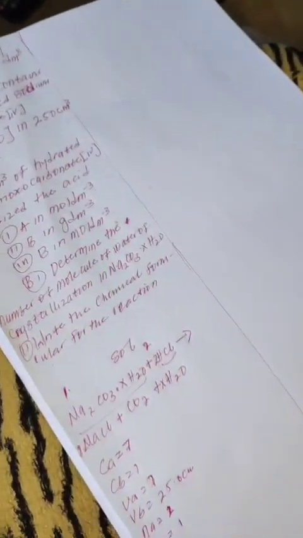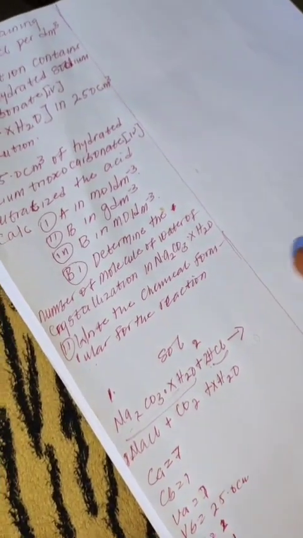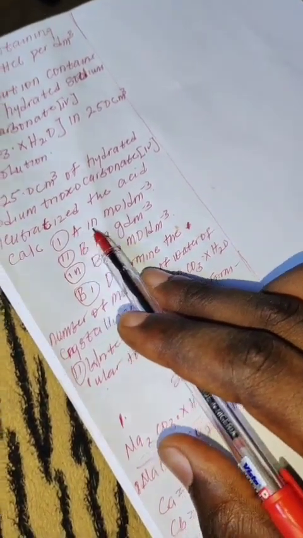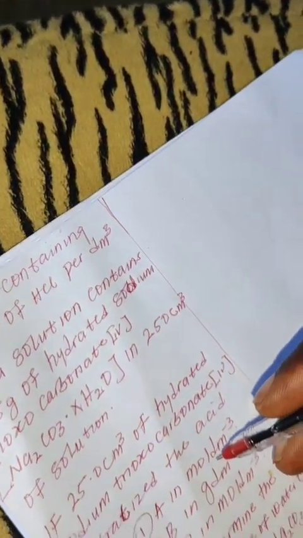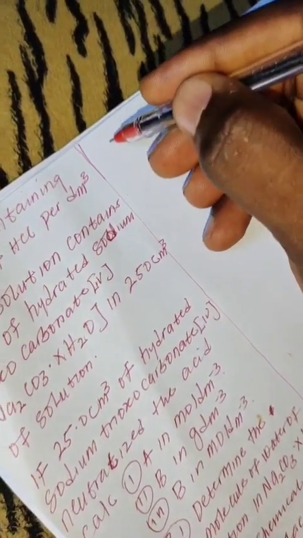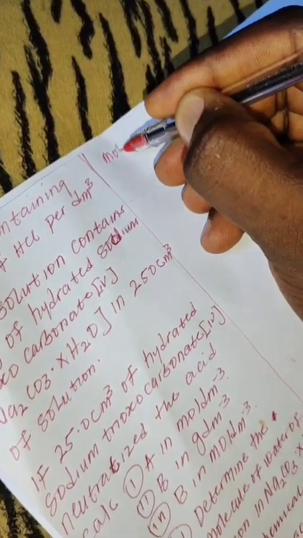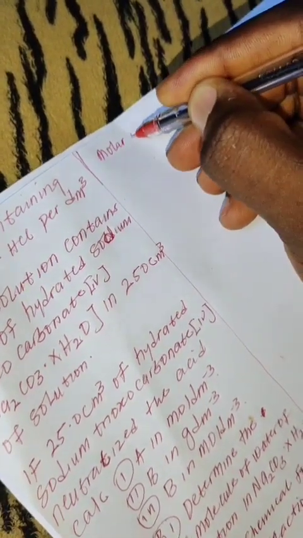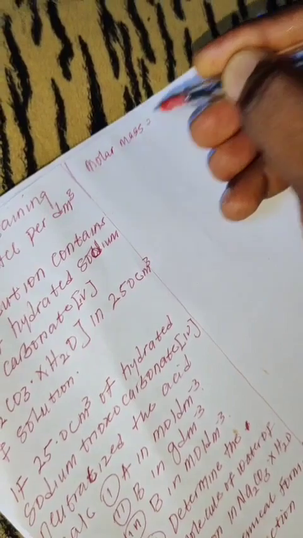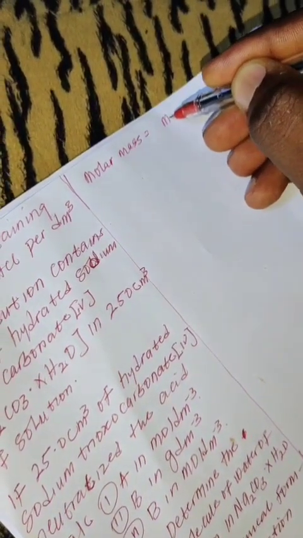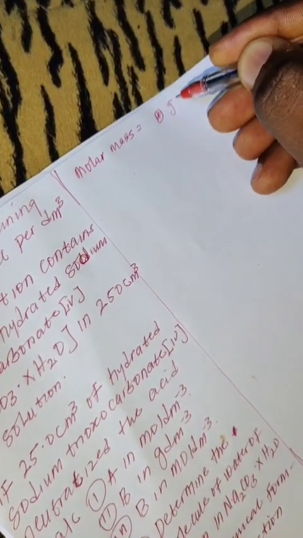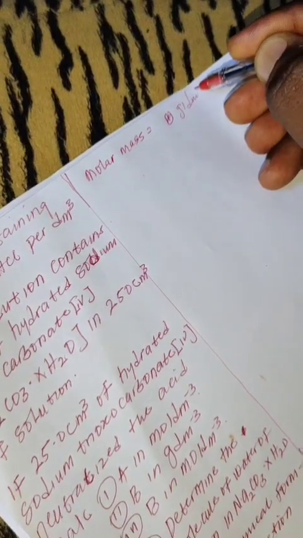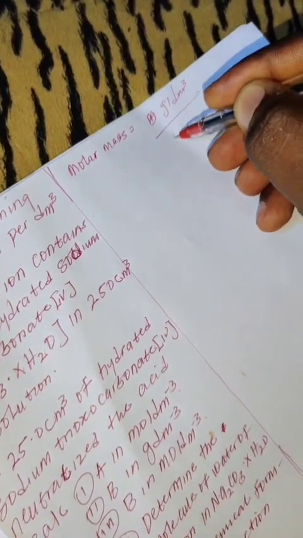So therefore, we proceed further. But the first question here is for us to calculate the A in mole per dm³. Now, to calculate A in mole per dm³, you will recall that molecular mass is equal to gram per dm³ over mole per dm³.